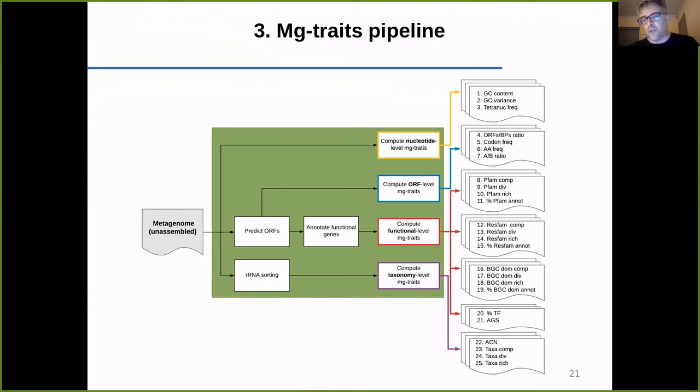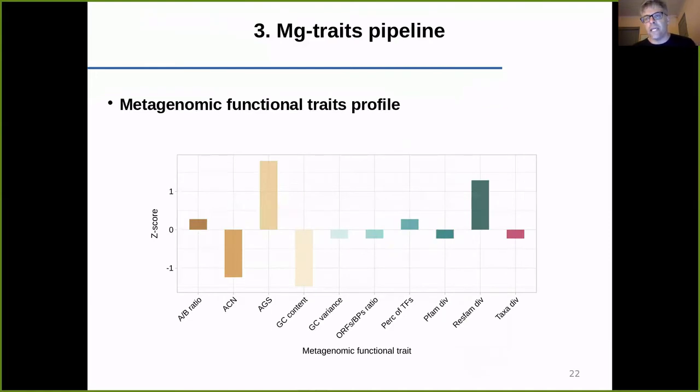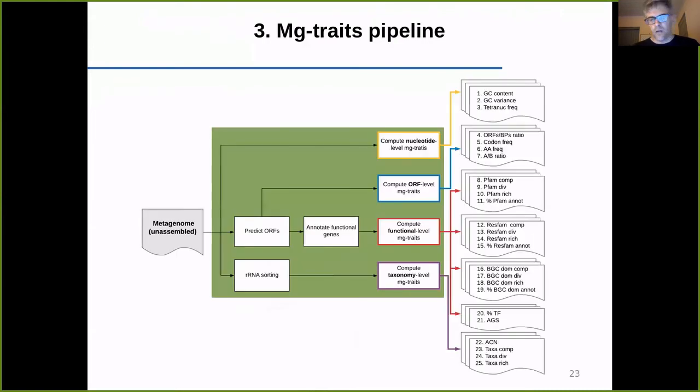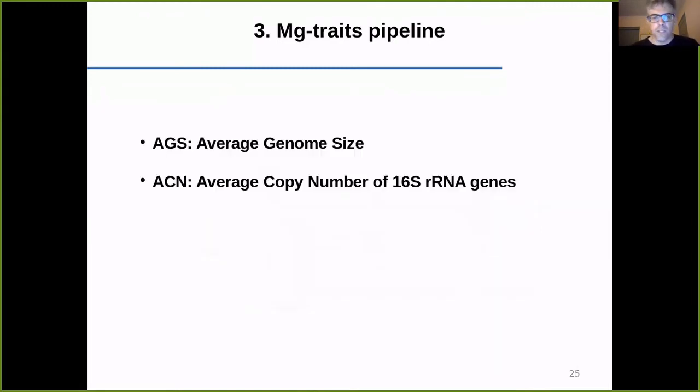So a possible output would be something like this, where we get a profile of the different metagenomic traits for each metagenome. This is just a figure to illustrate that. And so I was saying that all these metagenomic functional traits provide information about the ecology of microbes. I will show the information we get from two of these highlighted here, the AGS and ACN.